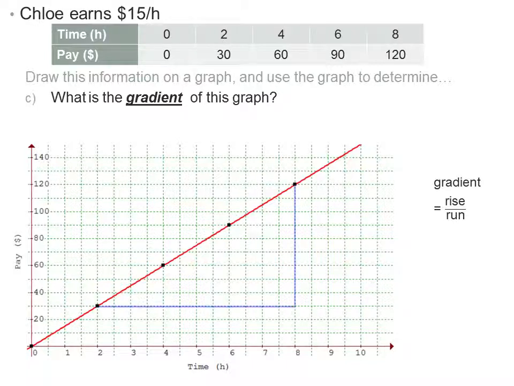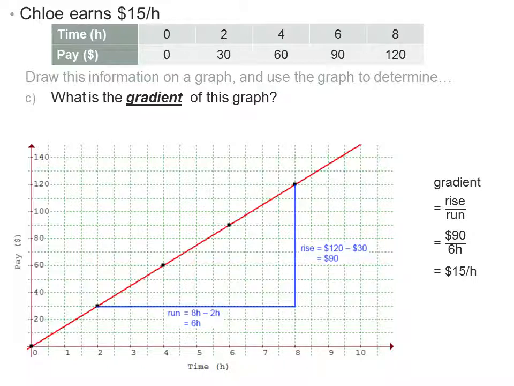So what you do is you pick any 2 points on the graph and you work out how far the graph rises over that section between those 2 points and how far it runs over that same section. Here it rises from $30 to $120, which is a rise of $90. And it runs from 2 hours across to 8 hours, a run of 6 hours. So the gradient, which is rise over run, is $90 over 6 hours, which is $15 per hour.